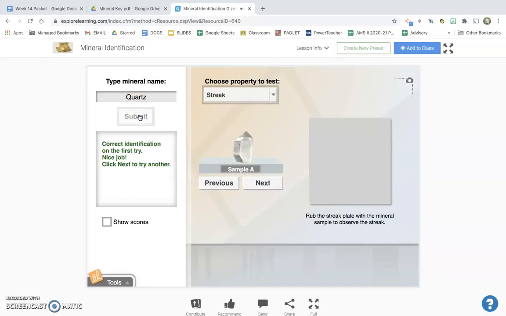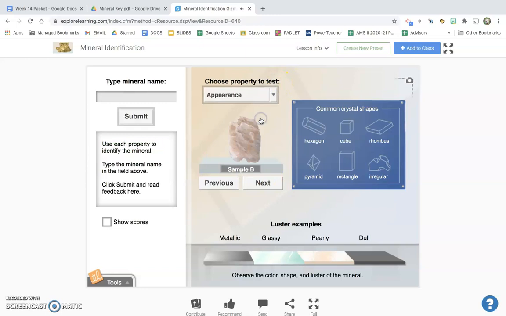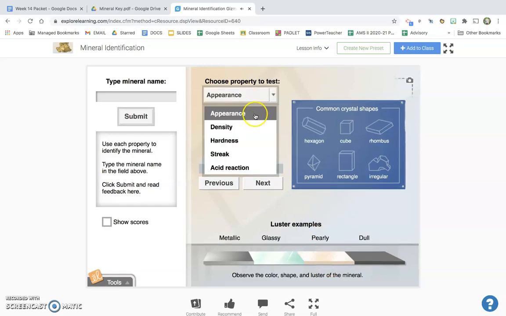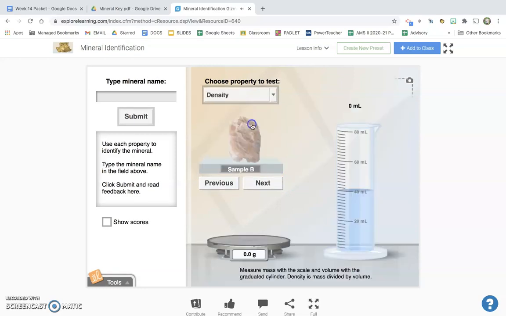Yes, we did it. Okay, so now we're going to do another one. We're going to go to sample B. Now, it's up to you to decide the crystal shape, the luster, and the density.